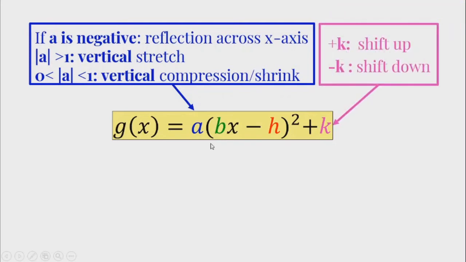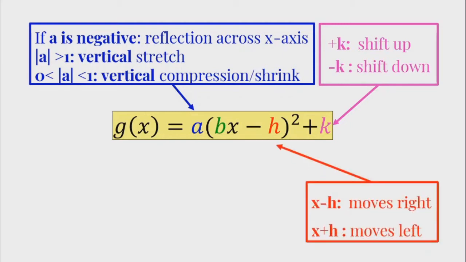So now talking about the k, which again is the y value of the vertex. When k is positive, the graph will move up, and when k is negative, the graph is going to move down. So we call k a vertical translation. Translation is just a shift in position or location. So k causes a shift up and down.